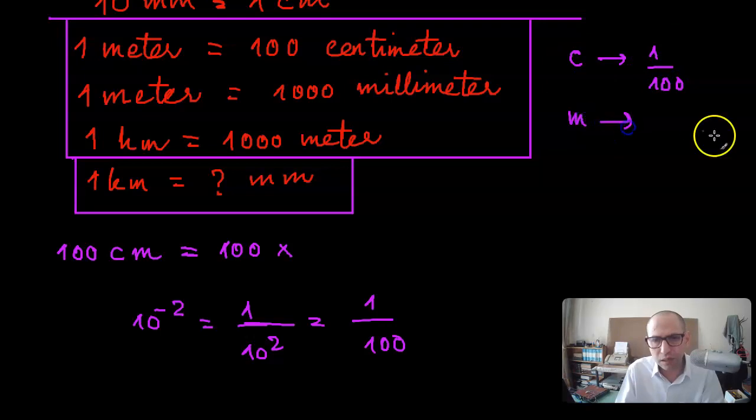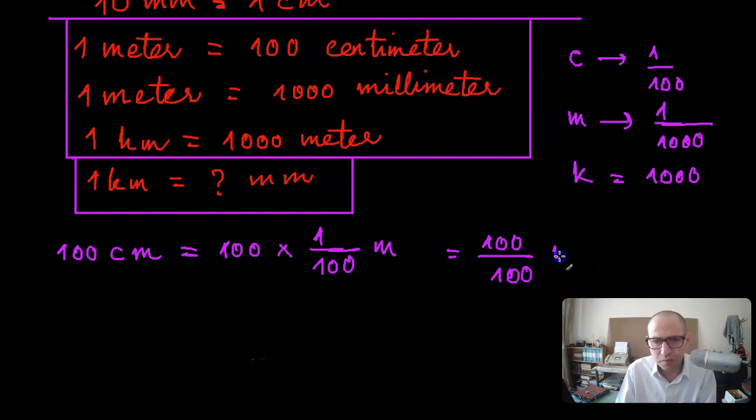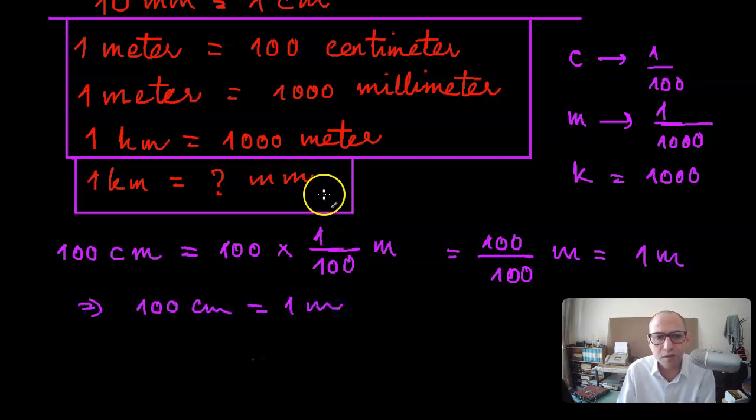Whenever you have a milli, as we discussed, it's the same thing as 1 over 1,000. And whenever you have a kilo, it means 1,000. So 100 centimeters is 100 times centi, which is 1 over 100 meters. That's 100 over 100 meters, which is just 1 meter, so 100 centimeters is the same thing as 1 meter. That's what we had over here.